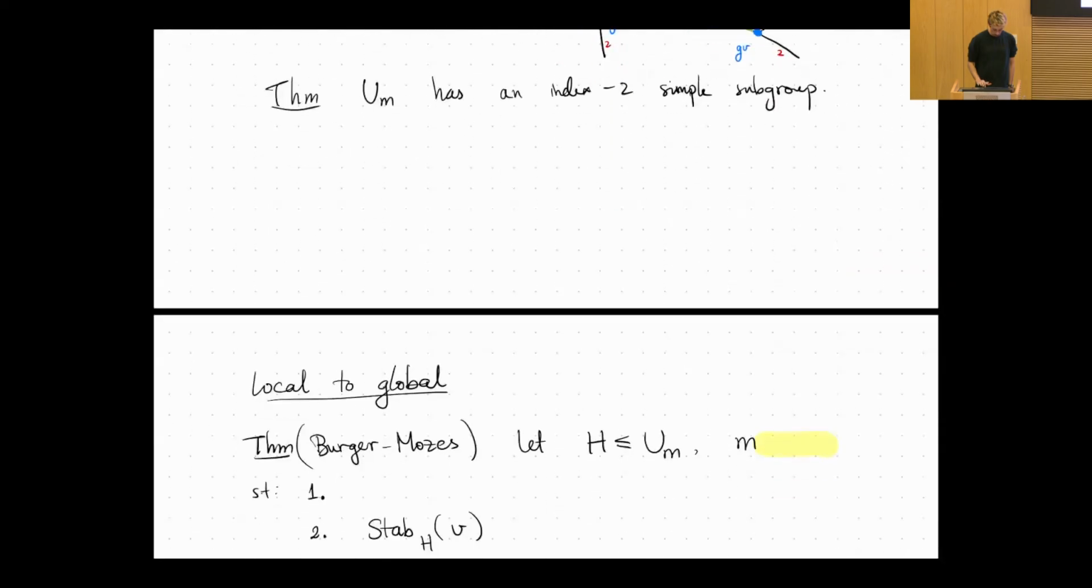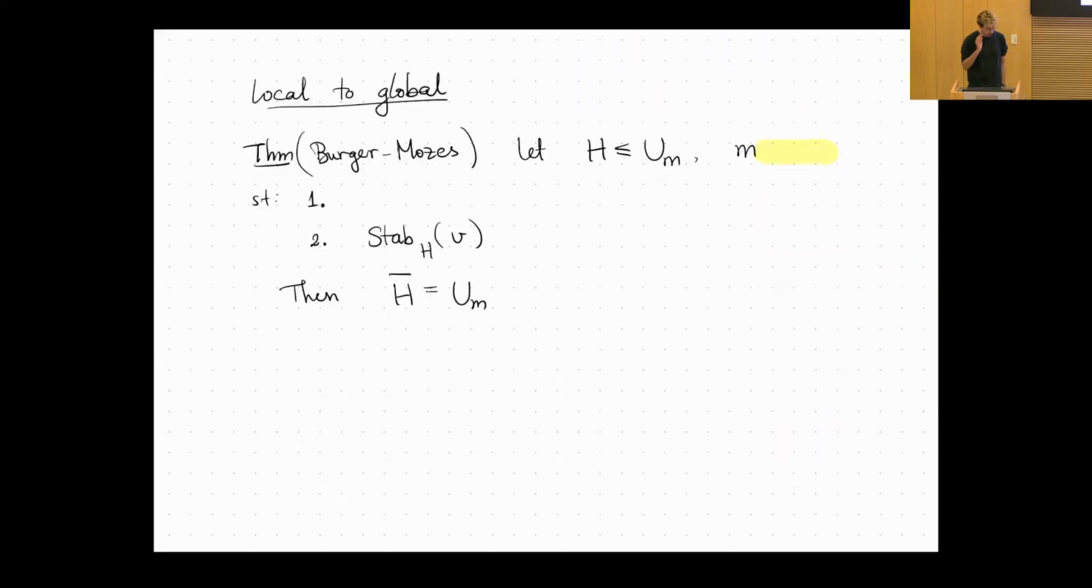And this is what Burger and Moses did. So the theorem says as follows. So take a subgroup of UM. So think of this as being the projection of G to UM.